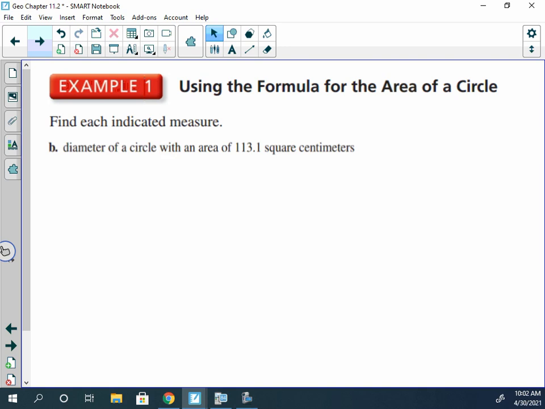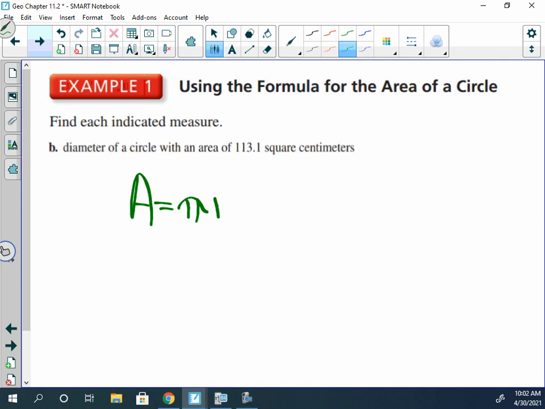Now, for this one, we want to find the indicated measure. It wants us to find the diameter of the circle with an area of 113.1 square centimeters. Well, area is equal to pi r squared, because that's just our formula, yes? They don't tell us the radius, but we know what the area is. It's 113.1. So we'll fill that in. 113.1 is equal to pi r squared.